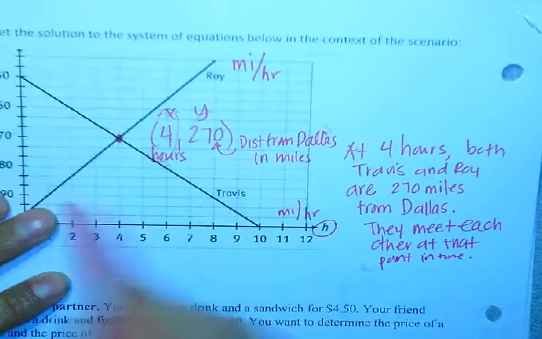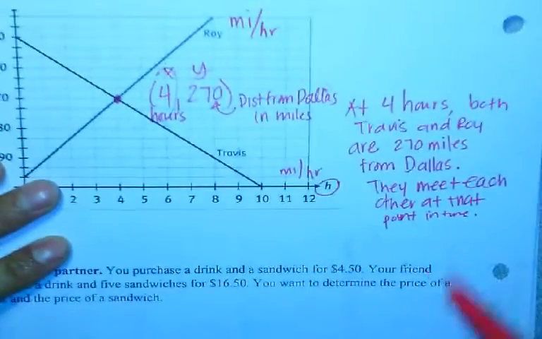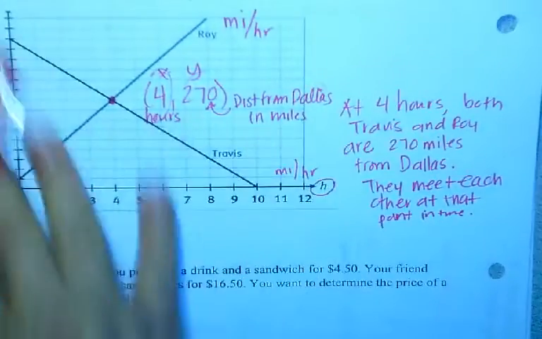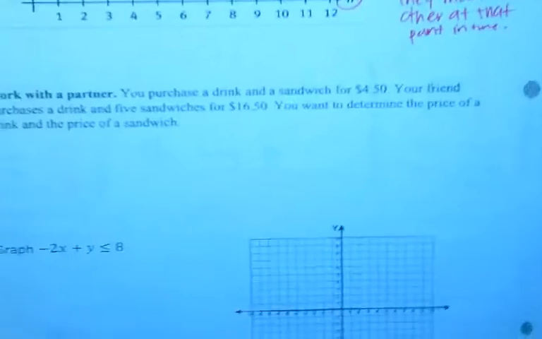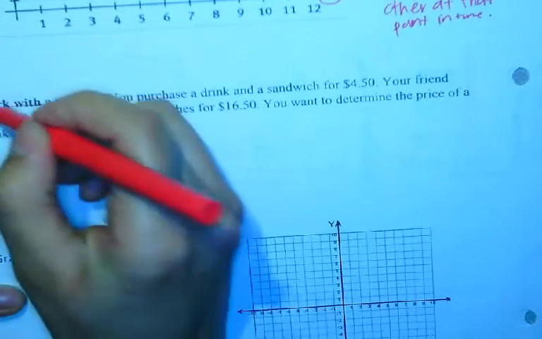Put it in coordinate points, figure out what each means using your graph. This is hours, this is miles. Put it here and then write it as a sentence, looking at all the graph and what it means. Over here it says work with a partner. Ignore that part. You're working on this by yourself.